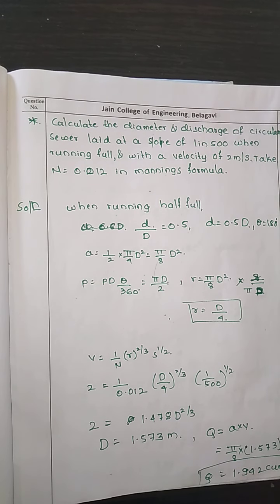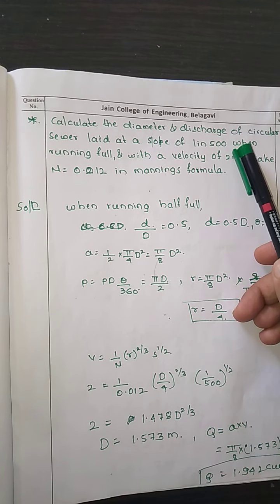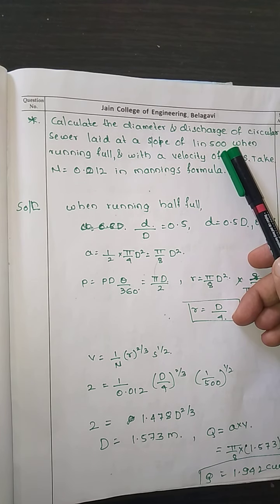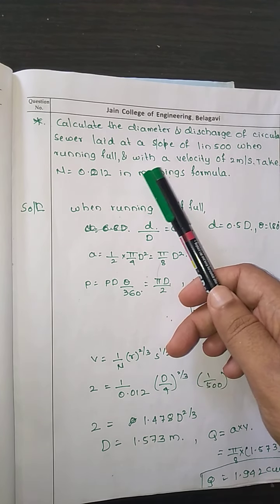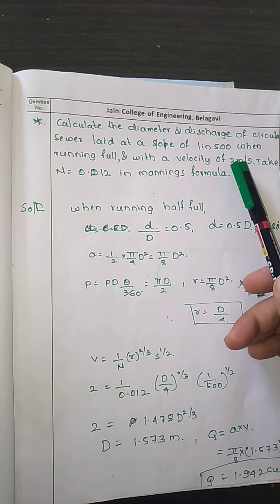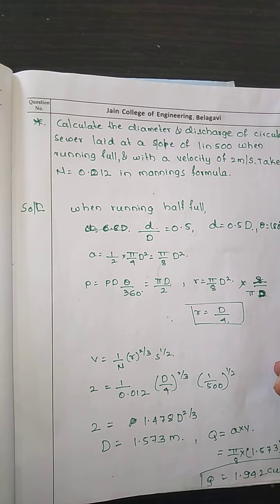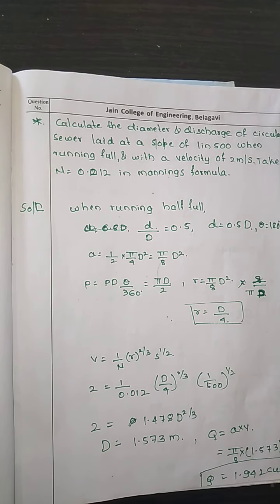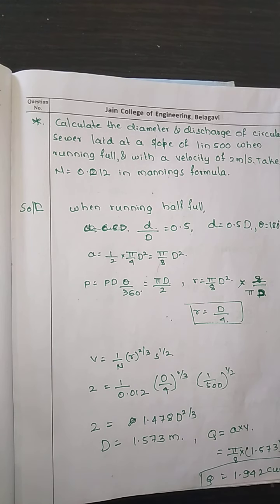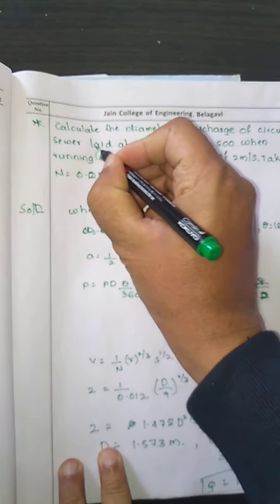Small d and q again we need to calculate, of a circular sewer which is laid under the slope of 1 in 500. The circular sewer is going to be laid at the slope of 1 in 500, with a velocity of 2 meter per second, take n is equal to 0.012. Sorry, it is running half full condition, right? It is going to run under half full condition. Here by mistake I have written it is under full condition, it is a half full condition.